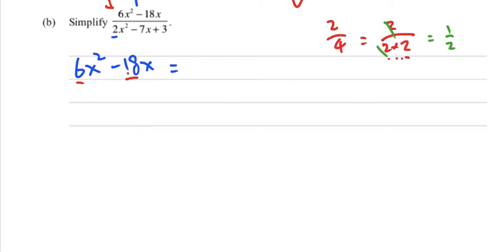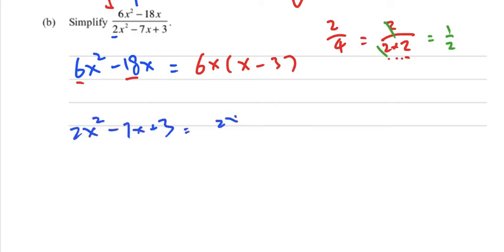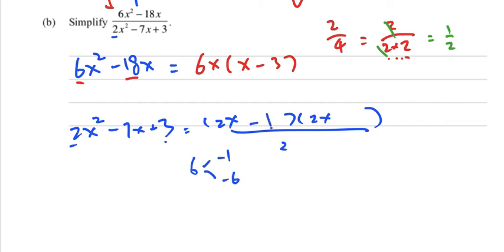6 and 18. Yep, there is a 6 there, right? 18 is a multiple of 6, right? x squared and x. Oh yeah, there is x there. So we have x left. We have 3 left over there. Cool. Top factorized. Bottom, 2x squared minus 7x plus 3. Now we're going to use double up because we have 3 terms there. Right, divide by 2. Looking for 2 numbers that multiply together to equal 2 times 3, which gives you 6, and add together to equal -7. There's going to be 1 and 6, and both negative. -1, -6.